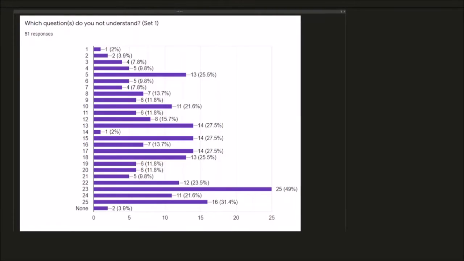Hi everyone, so this is a review for revision quiz chapter 14, thermodynamics, set 1. Based on the responses here, I think we'll be discussing question 5, question 13, 15, 17, 18, 23, and 25. A total of 7 questions. So let's look at the first question then.